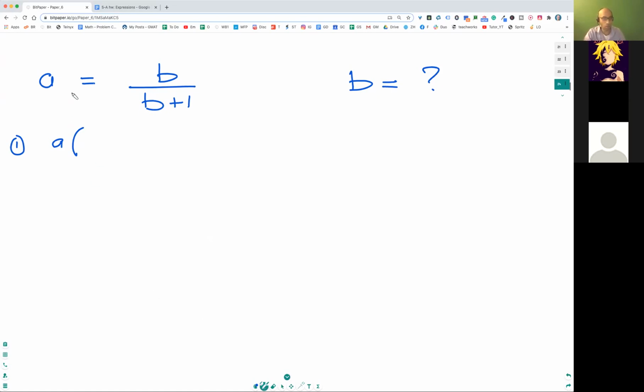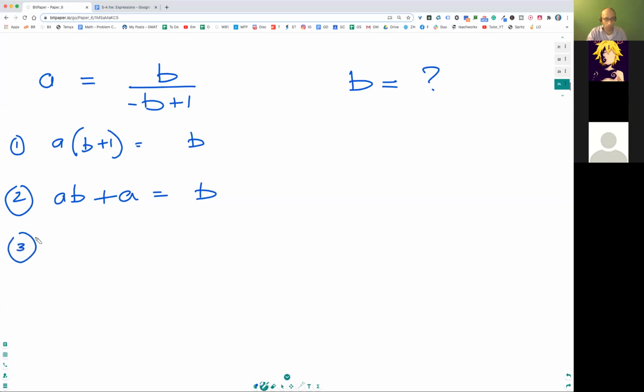So A times, just cross multiply it, A times b plus 1 is equal to b. All right. Now, what are you going to do here? The second step is, so I just cross multiplied it. Now, we are going to multiply this. So you are just going to distribute it. AB plus A is equal to B. All right, that's the second step.